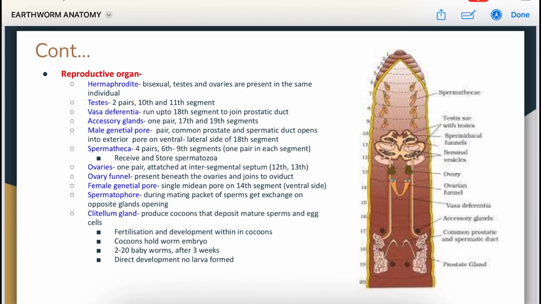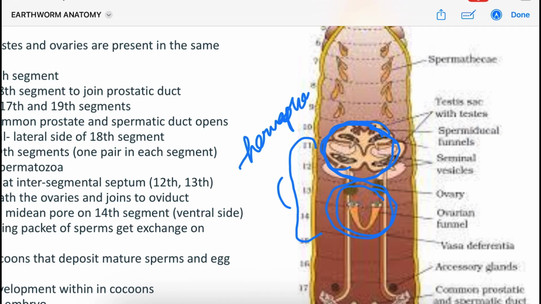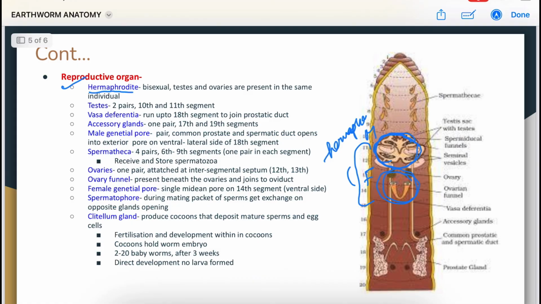This is a reproductive organ. First of all, earthworm is a hermaphrodite. What do you mean by hermaphrodite? Hermaphrodite means when the male and female sex organs are present on the same organism. For example, this is the male part and this is the female part. Both are present on the same organism, that is hermaphrodite.